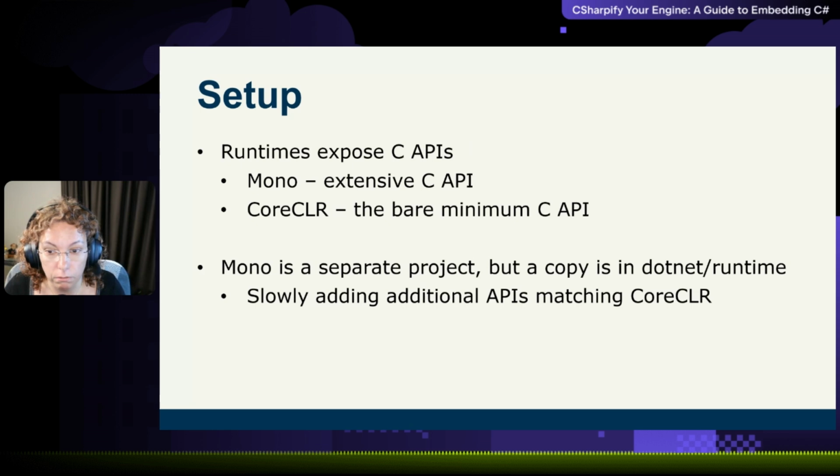Both runtimes expose a C API to do the setup. Mono has an extensive API. You can really control the runtime and do everything that you want. Core CLR is bare minimum, but because Mono is living in the .NET runtime, and Xamarin Android needs a lot of control, and Xamarin iOS as well needs a lot of control over how the runtime is initialized. Some of these embedding capabilities have been slowly trickling into Core CLR, so we actually have more stuff in there than we did before.